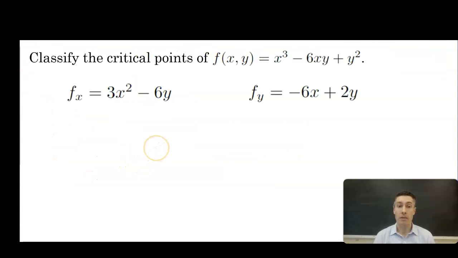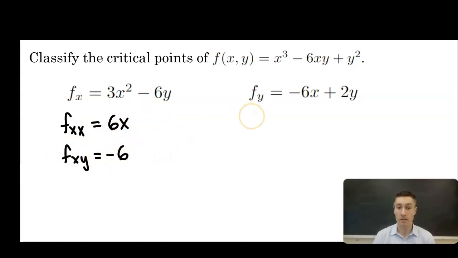So now let's classify those critical points that we found earlier. So we'll start with all the second order derivatives. So partial with respect to x then x is 6x. Partial with respect to x then y is negative 6. Partial with respect to y then y is 2. We don't need to find the other mixed partial. We could, it's negative 6. But again, under Clairaut's theorem, they're going to be the same.